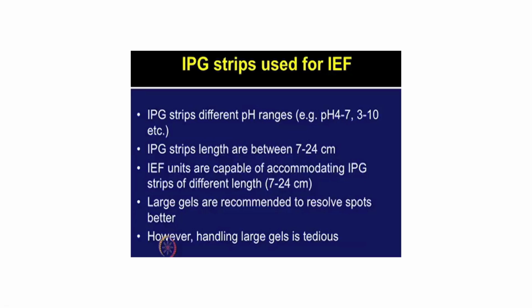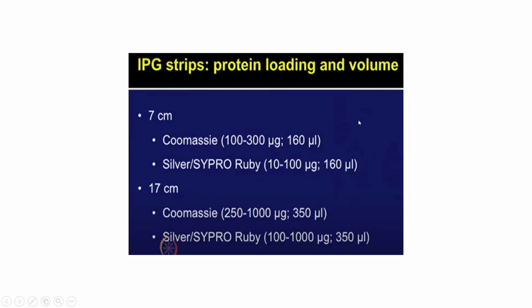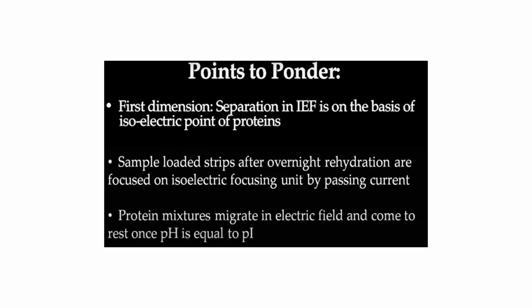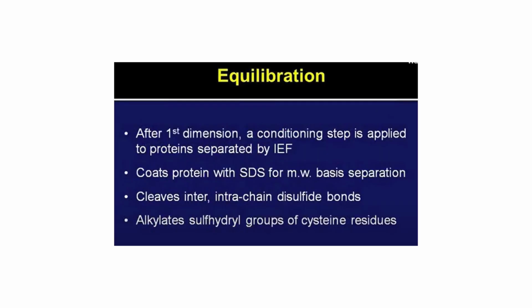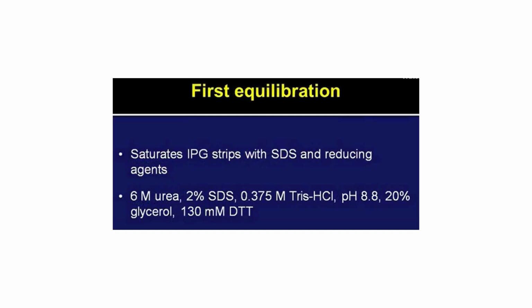Then about IPG strips themselves, there is a general introduction: how long they are and what pH ranges are available. Depending upon the need, you can use such kinds of IPG strips. Depending upon the size of the strip, the amount of dye needed to stain the gel varies. This is what the first dimension, isoelectric focusing, is.